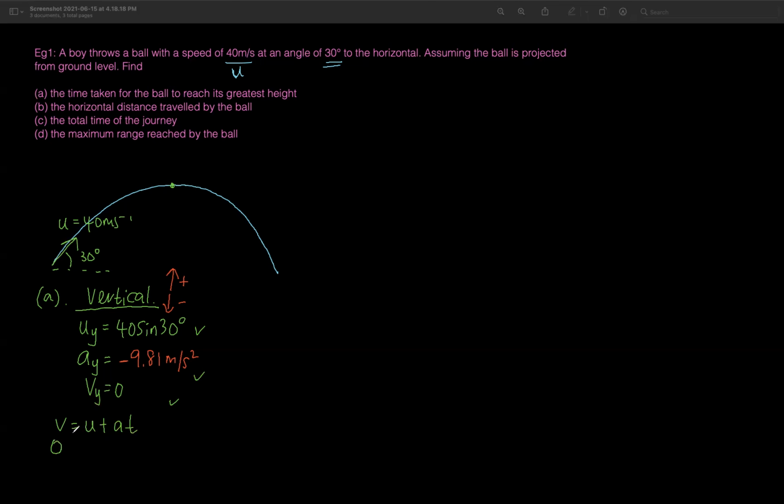OK，v 等于 u 加 at。0 等于 40 sin 30 加减 9.81 t，然后 solve 这个你就拿到 time 等于 40 sin 30 除以 9.81，等于 2.04 second. So this is time to reach where? To reach the greatest height, the midpoint here. Let's call this point D. From here to here is 2.04 second.